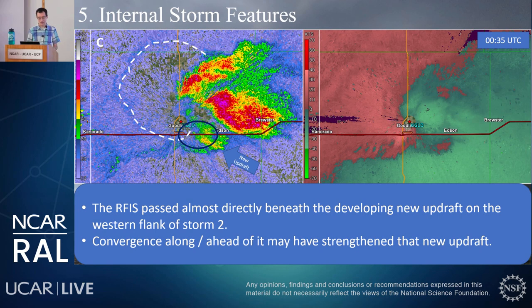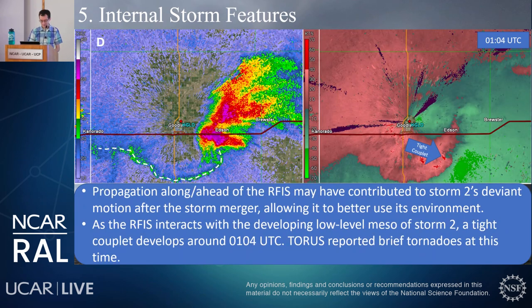So what may have happened here is that it's possible that convergence ahead of that boundary may have strengthened the new updraft. And furthermore, it's also possible that propagation along that rear flank internal surge may have helped contribute to Storm 2's more rightward deviant motion. So that may have allowed Storm 2 to, again, better use its environment. As that internal surge interacts with the little meso, it also kind of wraps it up a bit more. So that may have also contributed to the development of a really tight little meso and tornado production just after 0104 here.